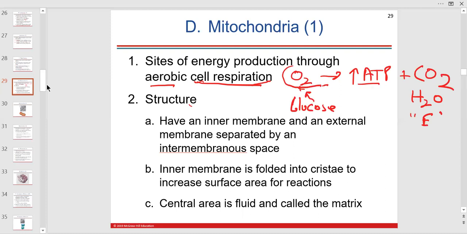And using all those molecules we mentioned before, NAD and FAD, processes called the Krebs cycle and the electron transport chain. We'll learn that probably next lecture. Aerobic respiration happens in the mitochondria. That's why there's so much mitochondria in those less fatigable cells of the Popeye's chicken thighs, right? Because they have more oxygen-related respiration, more aerobic cell respiration, and they're less fatigable.